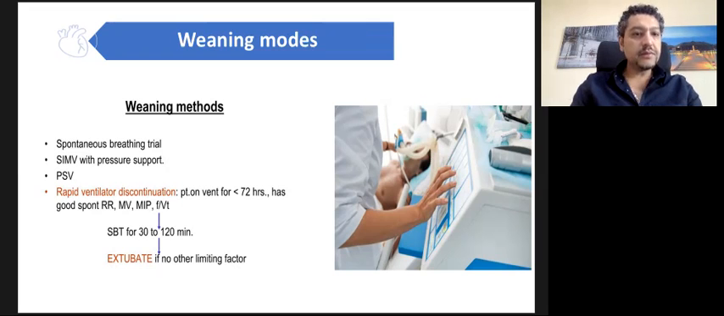In some instances, rapid ventilator discontinuation is a mode of weaning we can use. It can be done when the patient is perfectly fine, has been less than 72 hours on mechanical ventilation and off sedation for a long time, and is achieving perfect weaning parameters like the rapid shallow breathing index less than 105, and other parameters. In this case, you can do a spontaneous breathing trial for 30 to 120 minutes and then extubate the patient.